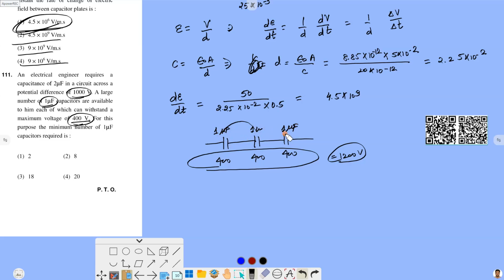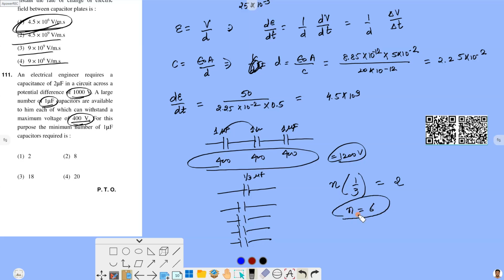Now each of these capacitors is of 1 microfarad, so 1 microfarad and 1 microfarad. Now when these all three are in series, their combined capacitance will be 1 by 3 microfarad. Now if we add n such systems in parallel, then their capacitances will be added, so that will become n times 1 by 3, and it has to be equal to 2. So from this we will get n is equal to 6. So we have to place 6 such systems in parallel, and in each system there are 3 capacitors, so the total number of capacitors required is 6 into 3, that is 18.